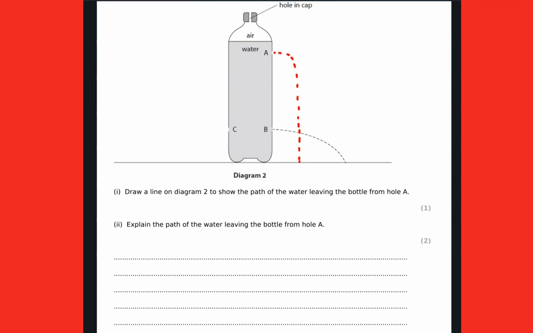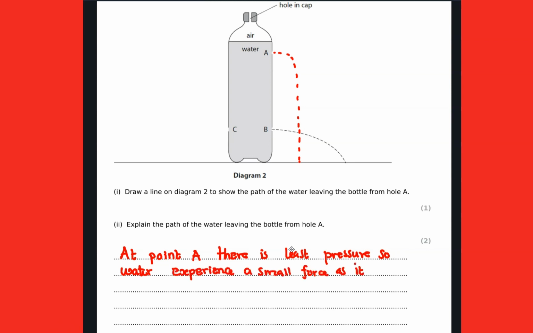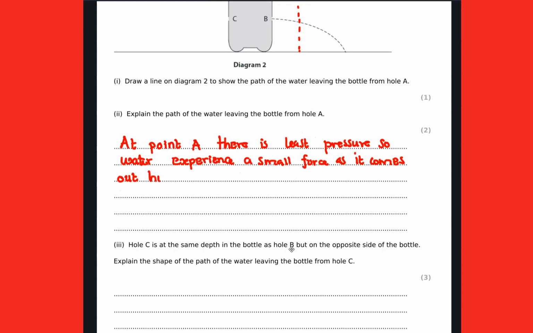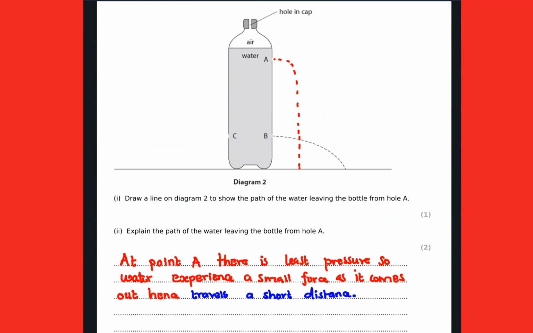So we are supposed to give the reason why that is the case, why it is the way we have drawn there. And we're going to say at point A there is least pressure, so water will experience a small force as it comes out of the hole, hence travels a short distance, and that's exactly defined there.